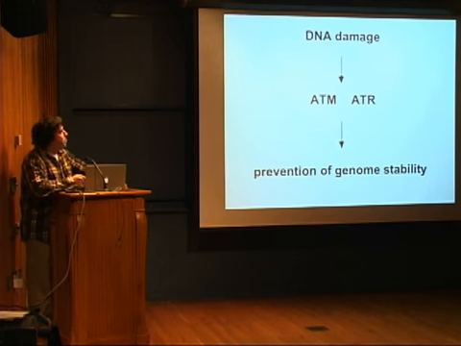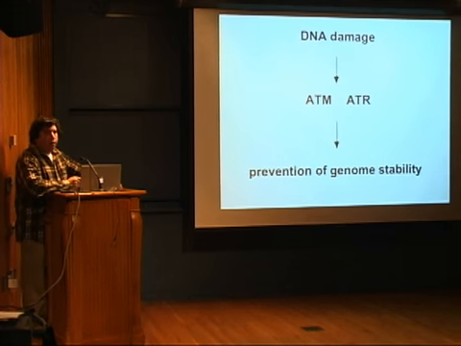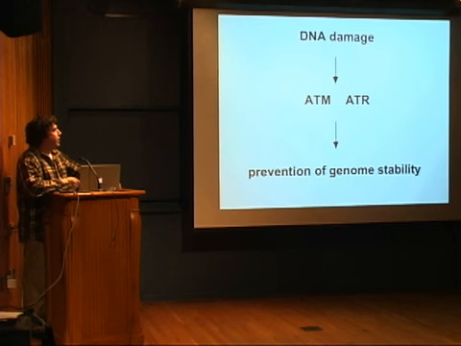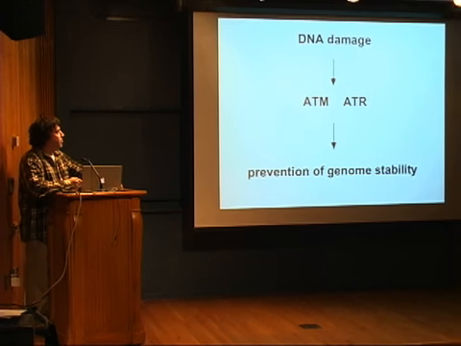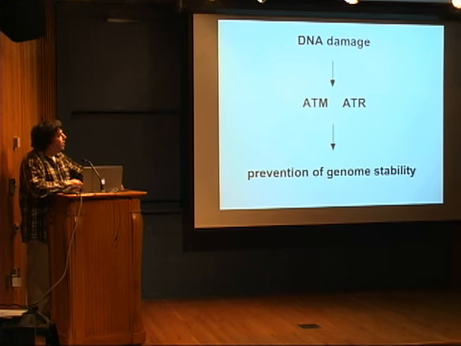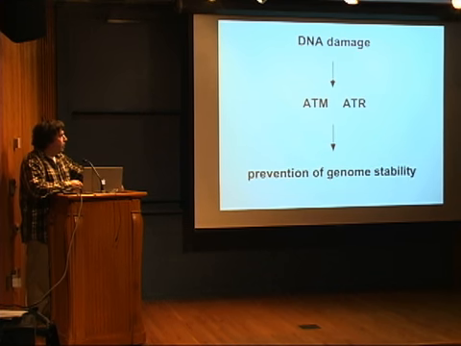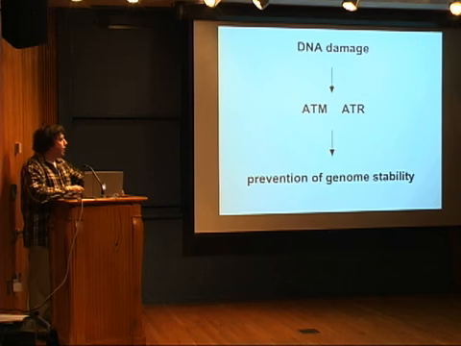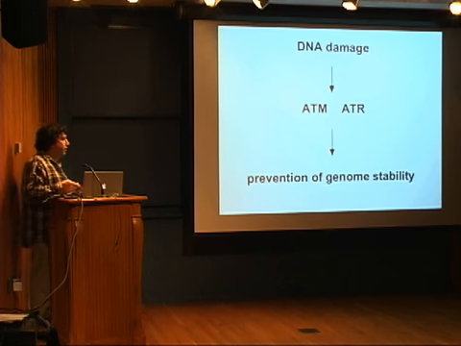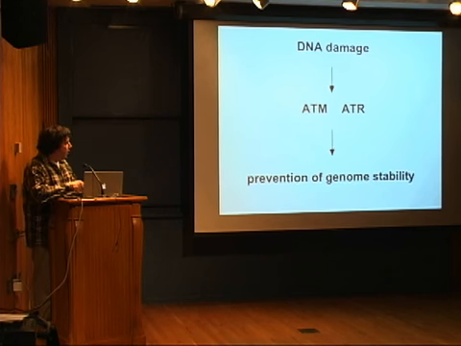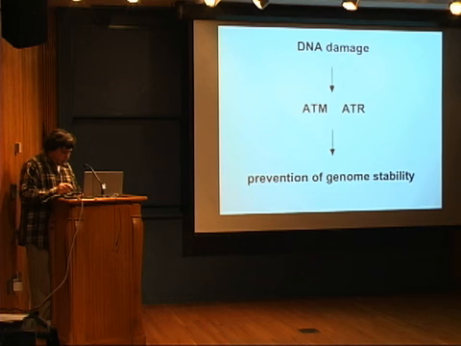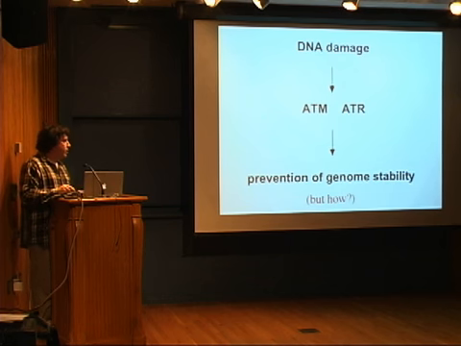And so a broad outline then of how cells from yeast to human regulate the stability of their genomes is that when DNA damage is present, ATM and ATR are activated as protein kinases. That activation then serves to prevent instability of the genome, okay? So that should be instability. And so the question is how? How do they do this, okay?